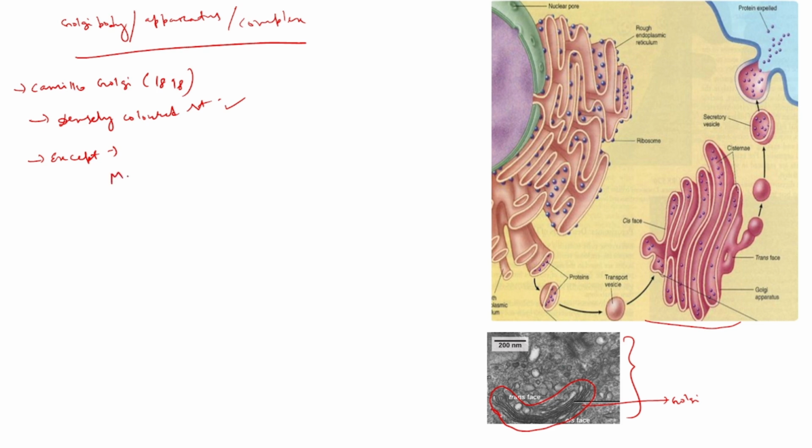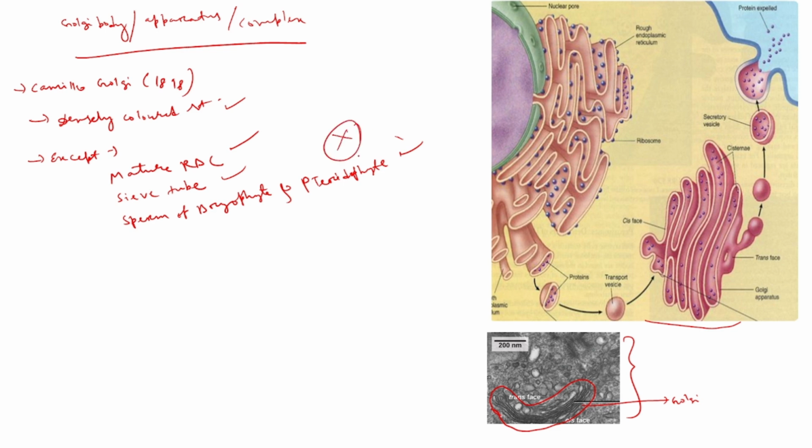mature RBC, sieve tube, and the swarm of bryophyte and pteridophyte. Okay, so mature RBC, sieve tube, and the swarm of bryophyte and pteridophyte don't have the endoplasmic reticulum.